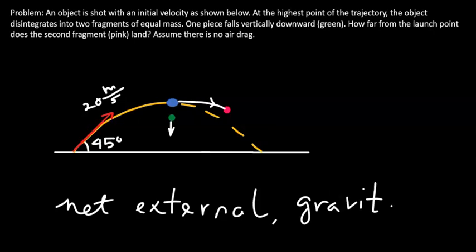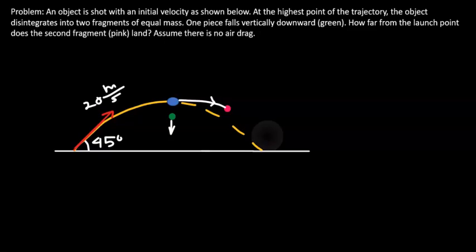Regardless of whether the disintegration occurs, the acceleration of the center of mass of the fragments remains equal to the gravitational acceleration. This means that the center of mass of the fragments follows the same trajectory that the original object would have followed had it not disintegrated. And this is that original trajectory.